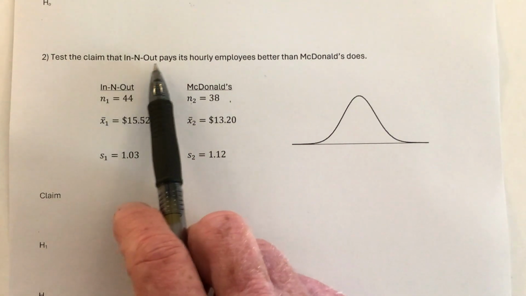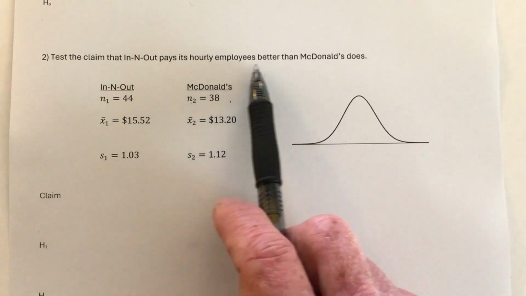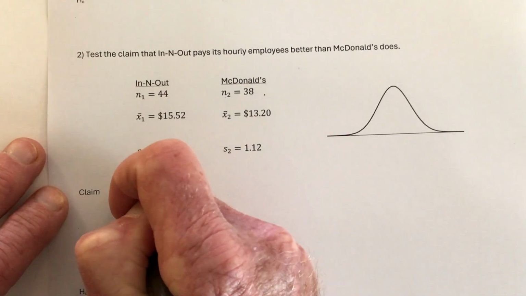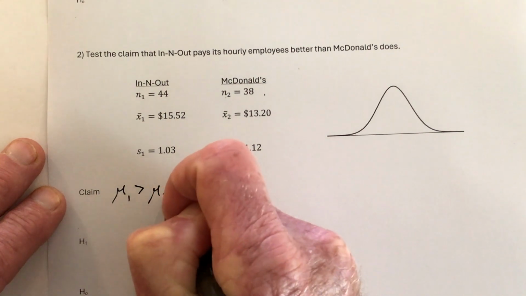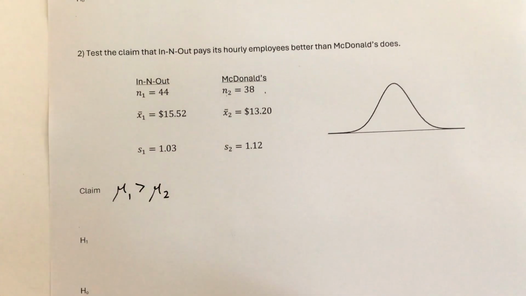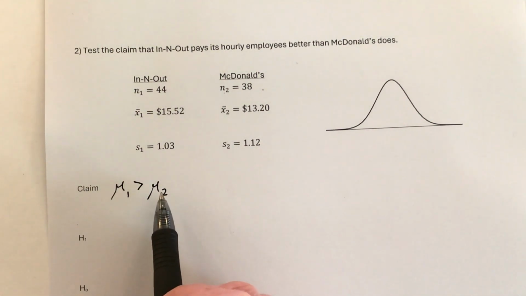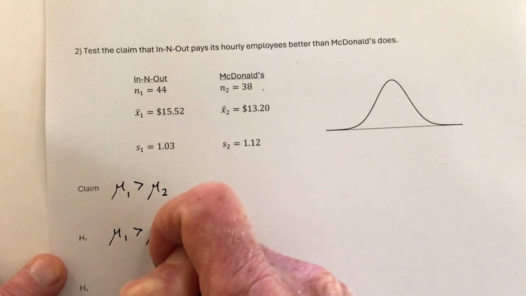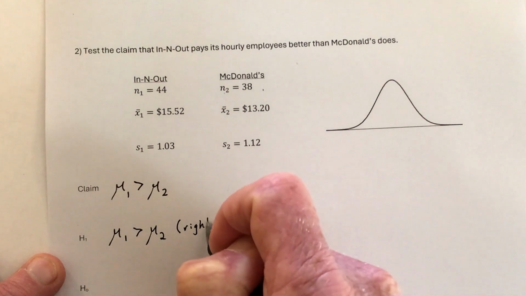So test the claim that In-N-Out, in other words group one, pays their employees better than McDonald's. So the claim is that the average for In-N-Out is bigger than it is for McDonald's. So group one pays more than group two. And then H1 cannot have an equals, and this doesn't. So that means that it's pointing to the right. So it's a right-tailed test.